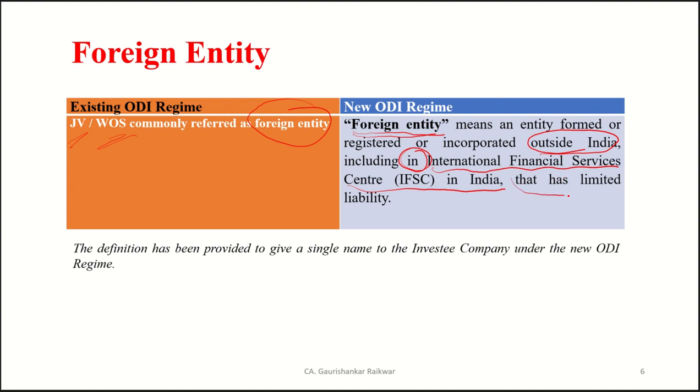And the most important condition is that it has limited liability. So unlimited liability is not allowed for overseas direct investment. There are certain exceptions. We will see them, or you can refer to my first video where we have talked about the exceptions. The definition has been provided to give a single name to the investee company under the new ODI regime. So now the JV and wholly owned subsidiary have become the foreign entity.